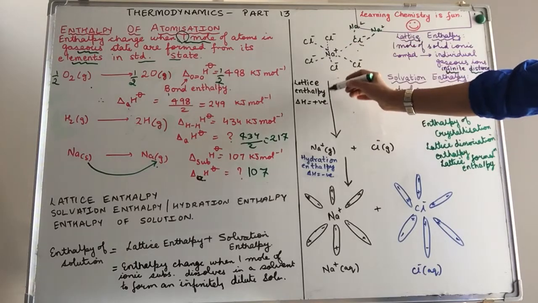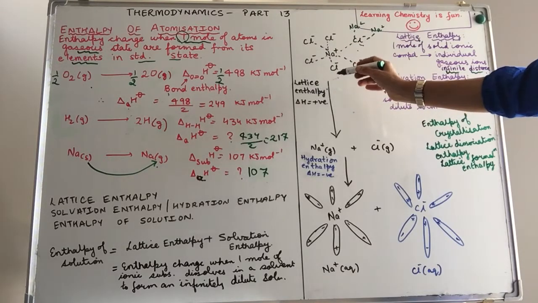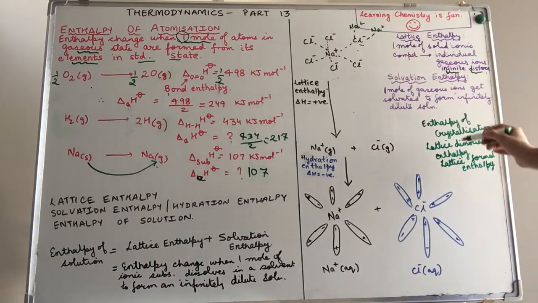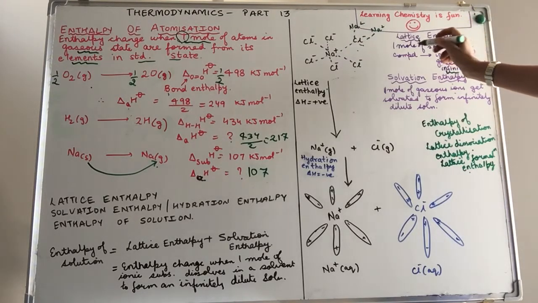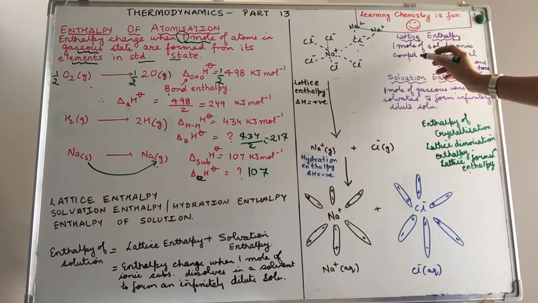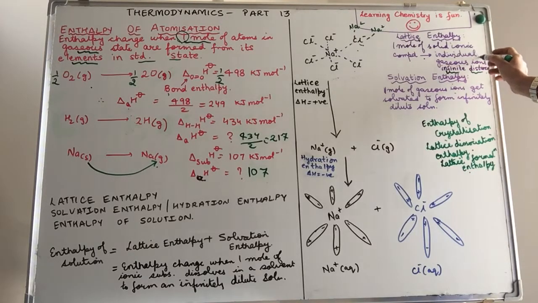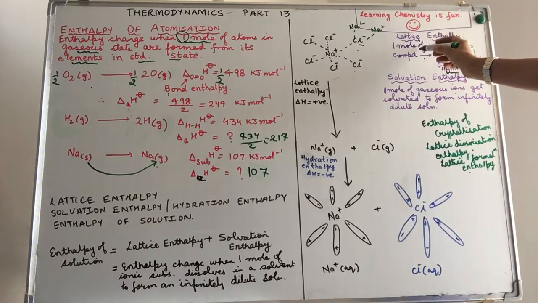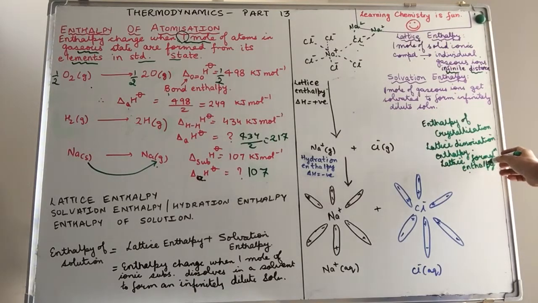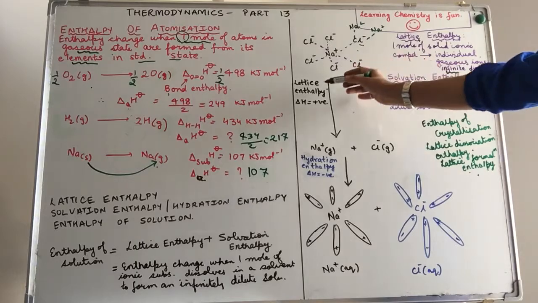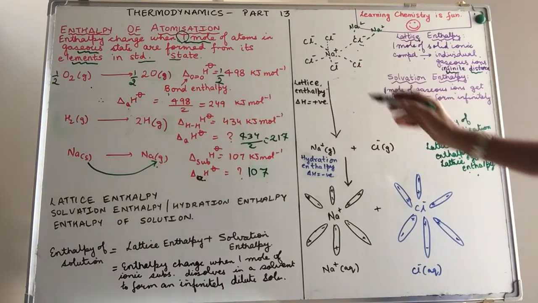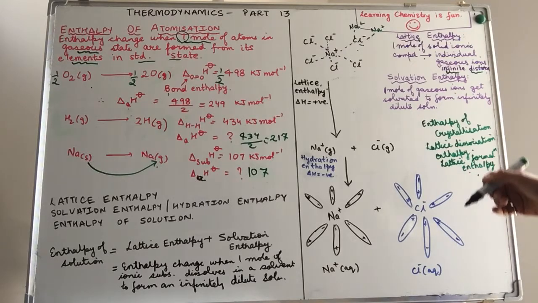Now, the confusion over here is, in many of the books, you will find the terms lattice dissociation enthalpy and lattice formation enthalpy as two different terms. Just reverse the definition. That means when 1 mole of a solid ionic compound is formed from its individual gaseous ions which are an infinite distance apart from each other, that enthalpy change is known as the lattice formation enthalpy. The term that we have described over here is actually lattice dissociation enthalpy, but most of the literature talks only about lattice enthalpy.